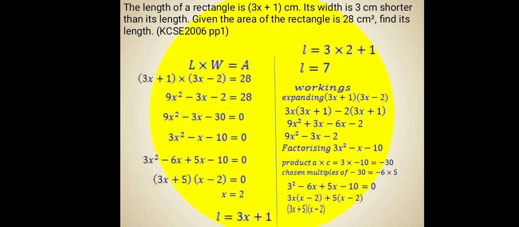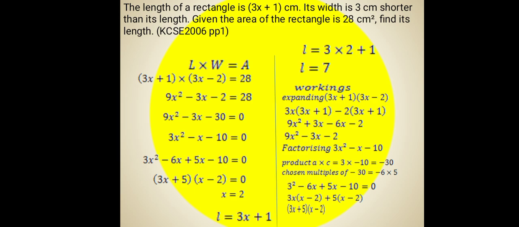The length of a rectangle is 3x plus 1 centimeter. Its width is 3 centimeters shorter than its length. Given the area of the rectangle is 28 centimeters, find its length.